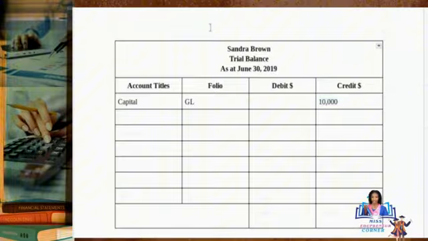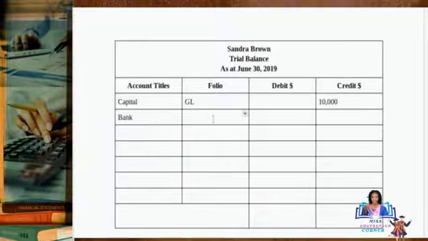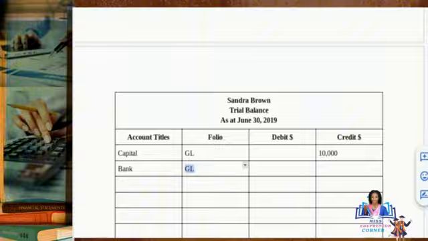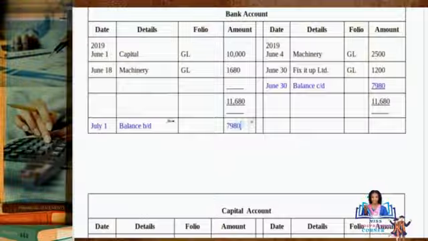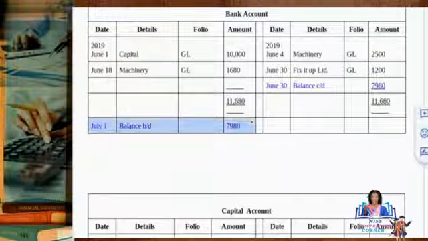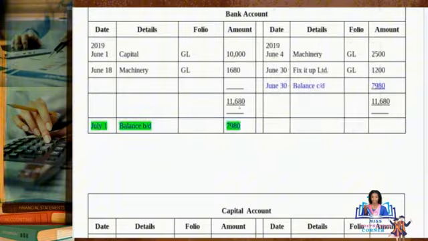Moving right along, we have bank. The bank account can be found in the general ledger as well. The bank account is an asset account, so you know that it will carry a debit balance. So we go up to our bank account, and there we have it. The balance is on the debit side, $7,980. It's not the total of the bank account that we'll be inserting, but the balance BD. So we'll never insert the $11,680. We're inserting the $7,980.